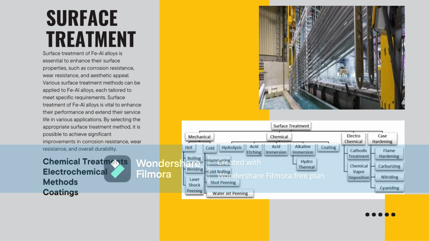The first one is surface treatment. There are many methods to do this treatment, such as chemical treatment, electrochemical, and heating. So what is surface treatment? Surface treatment is essential to enhance the surface properties such as corrosion resistance, wear resistance, and aesthetic appeal. Various surface treatments can be applied to iron aluminum alloy, each tailored to meet specific requirements.